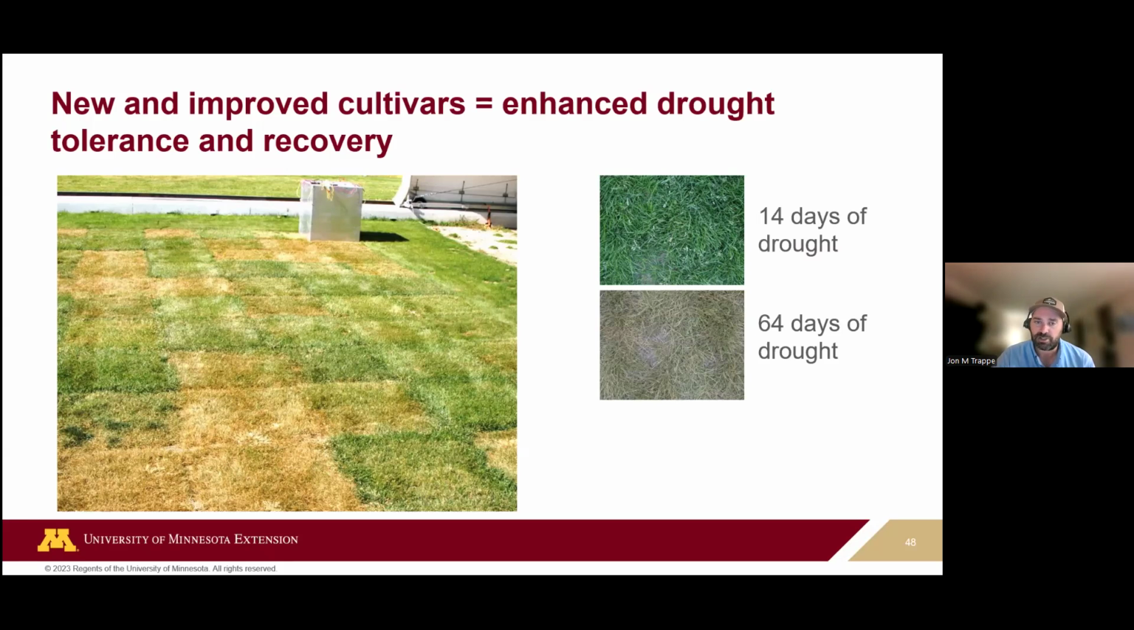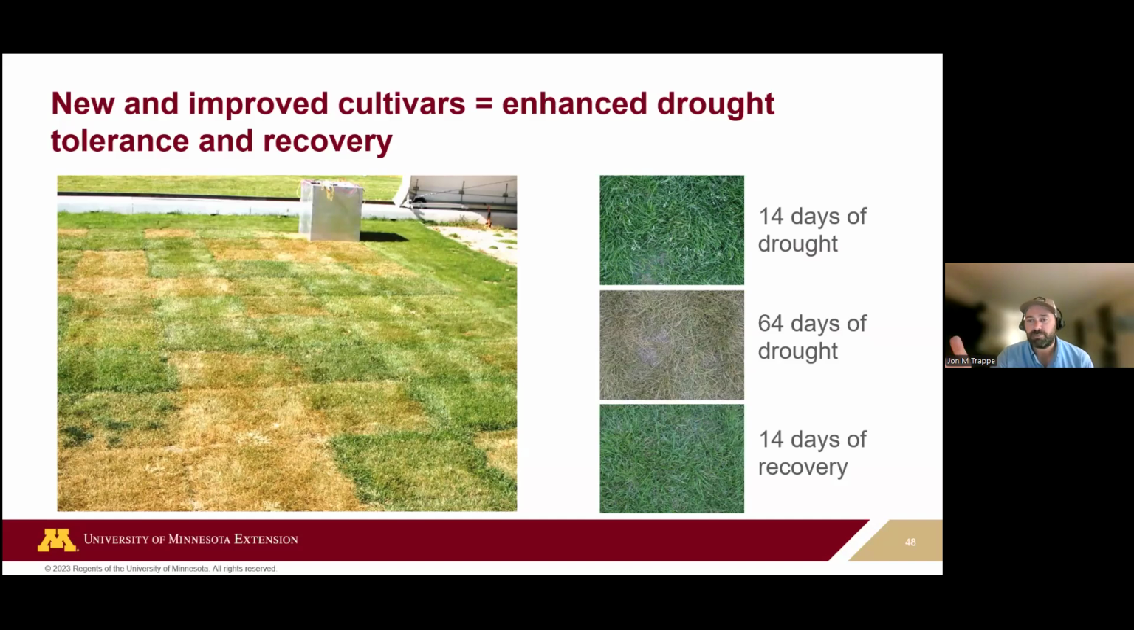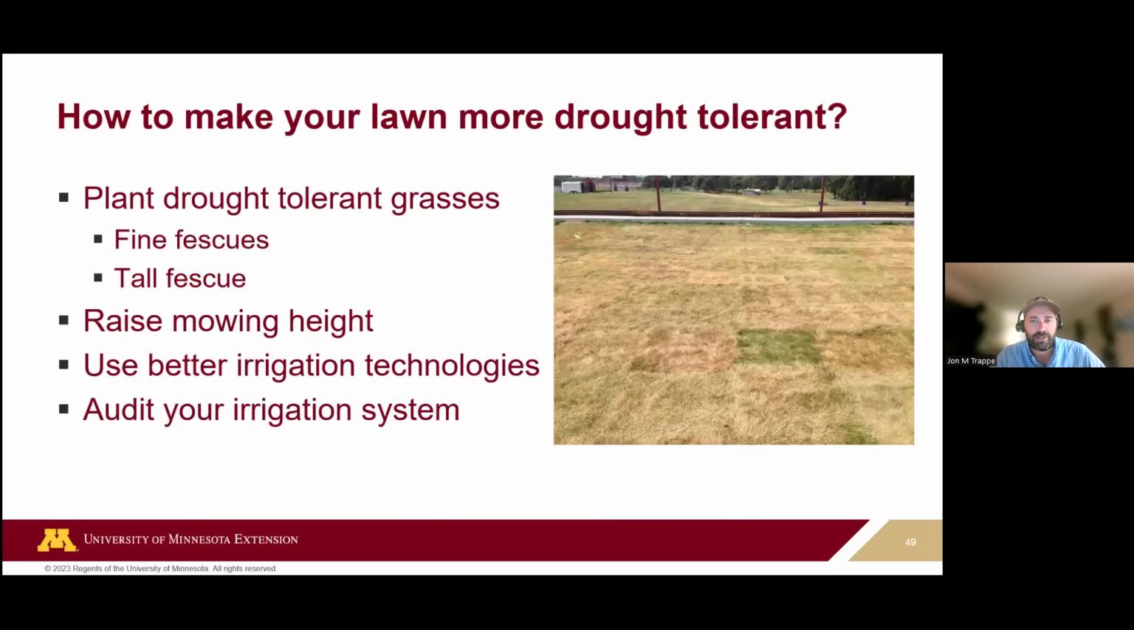We're not quite to that just yet, at least at the Landscape Arboretum where my office is. We have not had rain since August 24th. That's in Chanhassen. That's a pretty substantial length of time. We're still not quite to that 64 days, but we're getting pretty close. So here's an example of fine fescues, 14 days without water, 64 days without water, and then simply adding maybe a rainfall on day 65 can recover very nicely. These plants are certainly capable of going into a dormancy to avoid the drought stress. It's just we don't quite know what that means for the fall just yet.